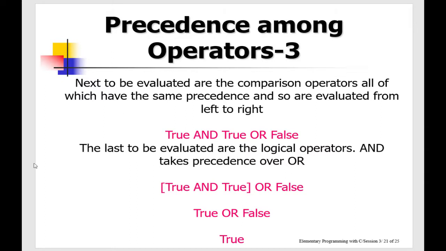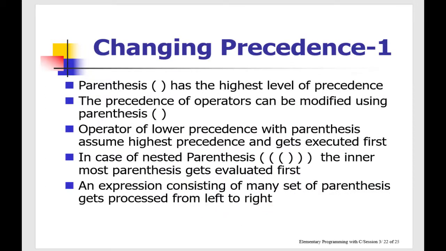Now, what if you want to change the precedence? If you remember the previous example where we were calculating the discount, we wanted to start by doing the division 20 divided by 100. That is why we put it in brackets or parentheses.